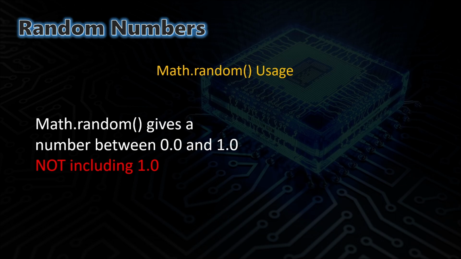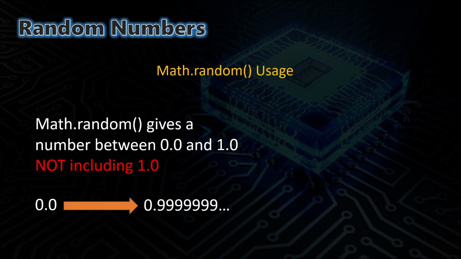So what you've got to remember is that a random number, Math.random, comes from this library function which we use, which gives us a number between 0.0 and 1.0, and that's a double, obviously. But it doesn't include 1.0, and that's important. It's going from 0.0 all the way up to 0.9999999. And so when we manipulate this number, we have to be a little bit careful about how we manipulate it in order to get the right result.